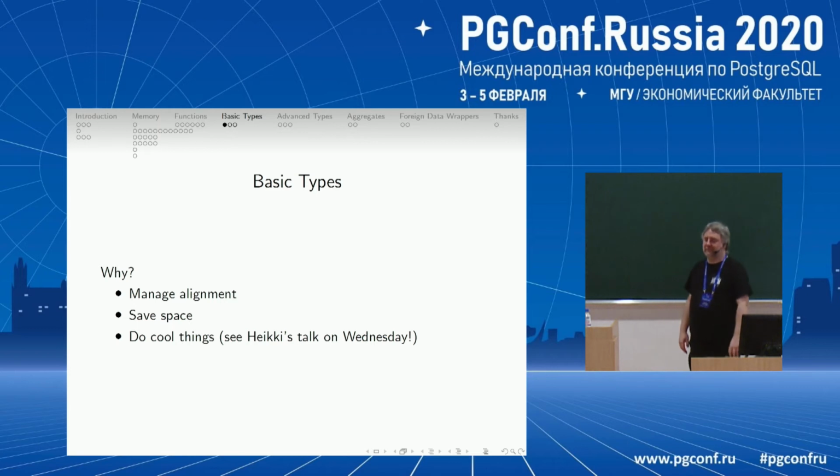So with that in mind, let's get on to the basic types. So why would we create basic types? We do a lot of basic types. We have tons and tons of basic types. I will go ahead and go through a couple of use cases that we have here.